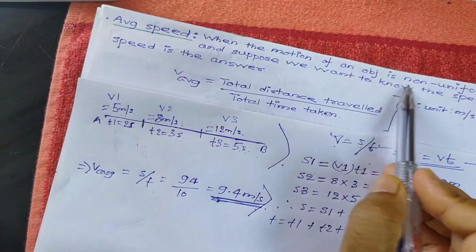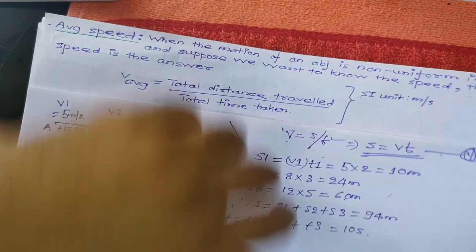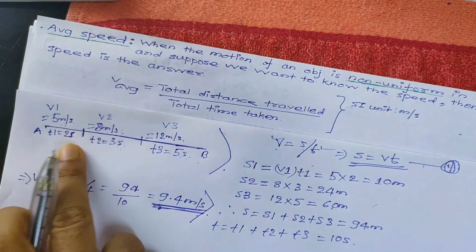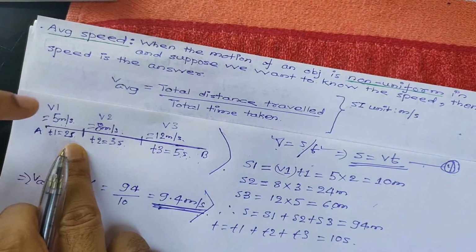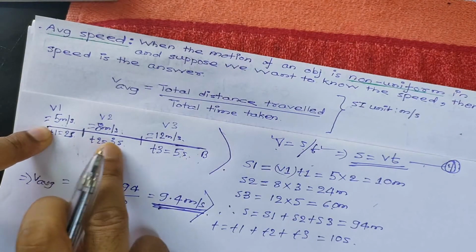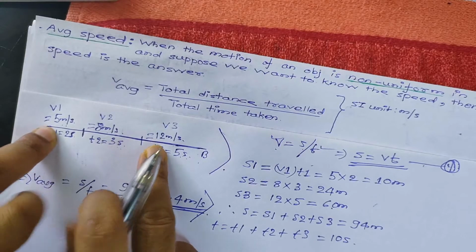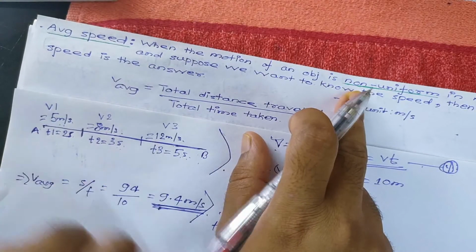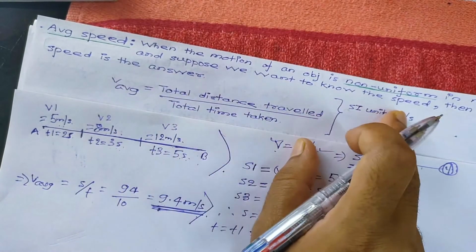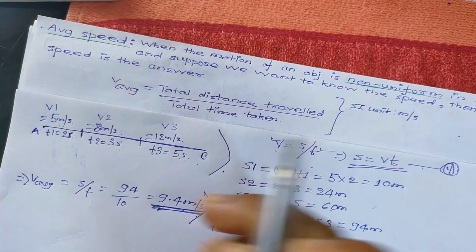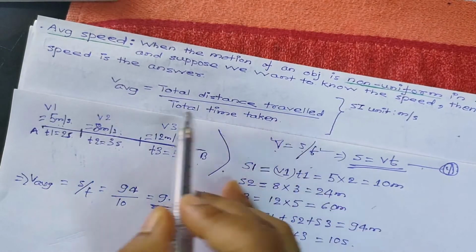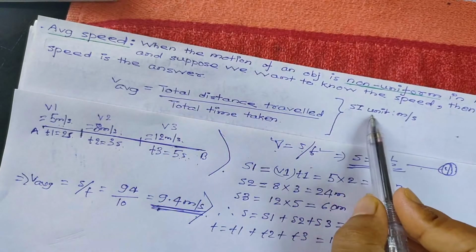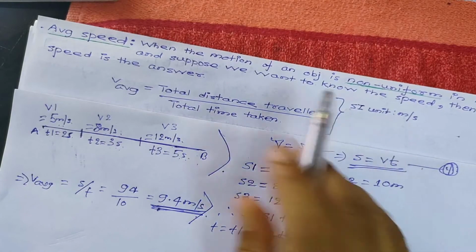So this is what I have written down for you. When the motion of an object is non-uniform in nature, so please pay attention. This is the keyword, non-uniform. See, the object is traveling at varying speed. Initially it was 5 meter per second, then 8 meter per second, and then 12 meter per second. And suppose we want to know the speed, then average speed is the answer. Fine. So how to calculate average speed? Total distance traveled by total time taken. It is just a speed, so the SI unit is same as that of speed, that is meter per second.